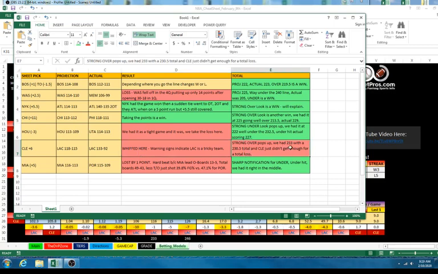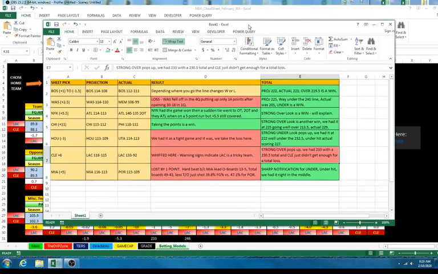The strong over popped up. We had it at 233 with a 230.5 total. Cleveland only scored 92 points, so they just didn't get there enough. The Clippers did their side, but Cleveland did not. So that's one thing to look at.